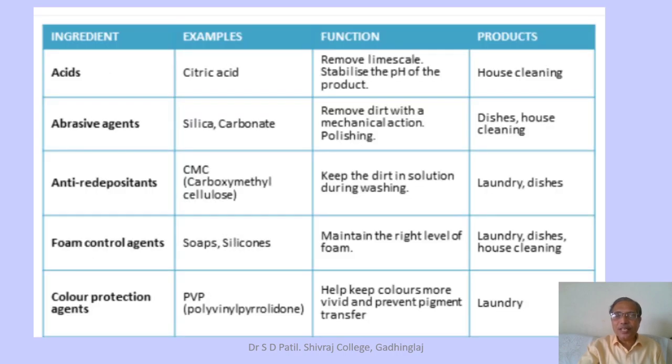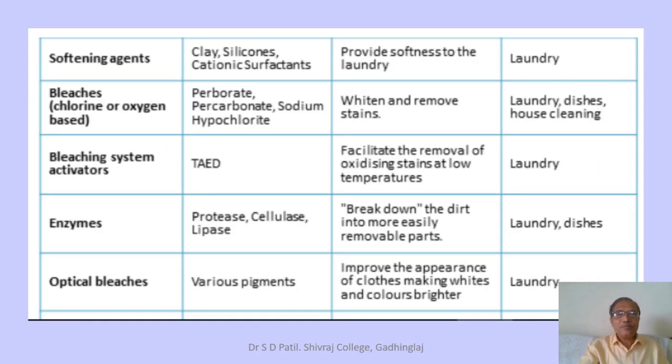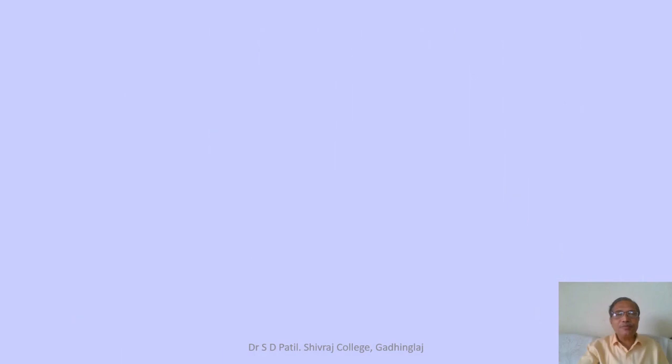So this is a list of different raw materials used for detergent industry, and the properties for relevant additives are also given. So you can go through these details, these slides, to get a general idea regarding the raw material. So these are the raw materials used for detergents.